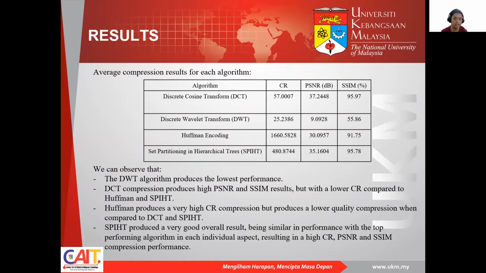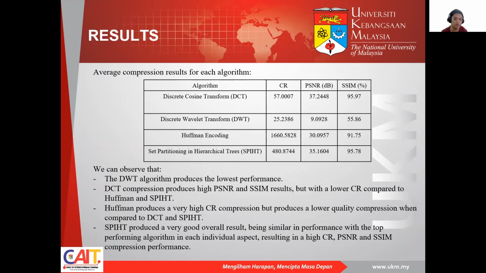For the discrete cosine transform, or the DCT algorithm, we achieve a CR of 57, a PSNR of 37.2448 decibels, and an SSIM of 95.97%. What this means is that for the DCT algorithm, we are able to compress the image up to 57 times smaller than the original image, with a PSNR of 37, and an SSIM of 95.97% means that the image is 95.97% similar to the original image.